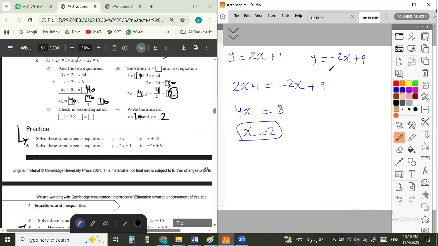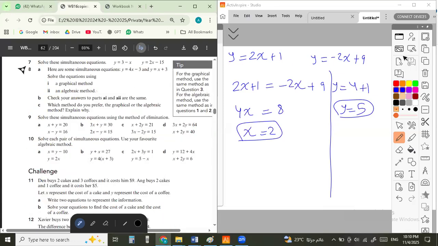Am I done? No, I'm not done. I need to take the 2 and substitute in the first equation. y equals 2x plus 1, which means 2 times 2, which is 4, plus 1. y equals 5. So x is 2, y is 5. You check, you find that your answer is correct.